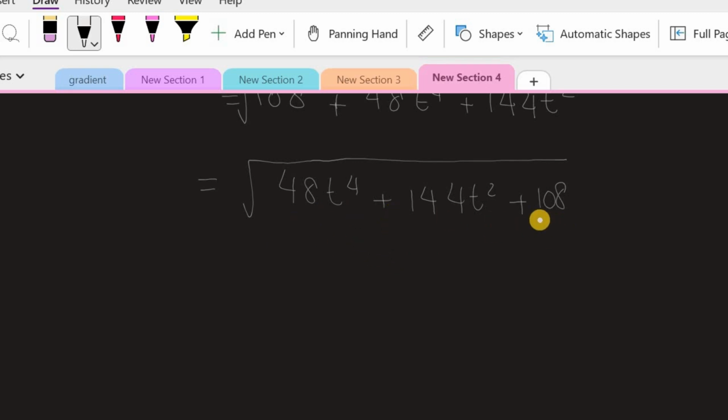So first, you guys can see this whole equation is a factor of 12. So let's go ahead and factor 12 from this equation. So after factoring 12, you should be left with 4t to the power of 4 plus 12, because 12 times 12 is 144 and 12 times 4 is 48. And then t squared plus 9, because 12 times 9 is 108.